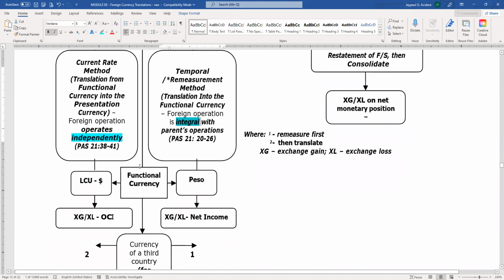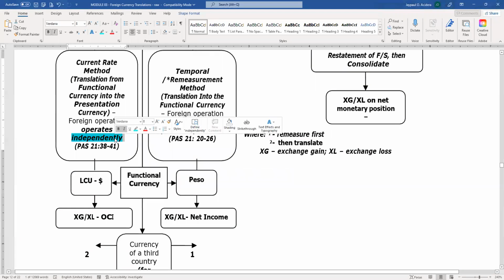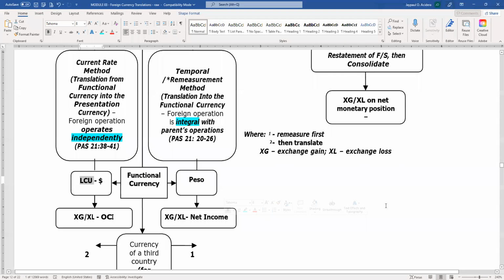Okay, in terms of functional currency, parang yung sample kanina, kapag independent yung operation, pwedeng gamitin or gagamitin natin yung local currency unit, which is in dollars. Okay? Kapag integral naman, o yung nakadepende siya sa operation ni parent, kailangan niyang sundan yung parent's currency, which in this case is Philippine peso. Because the parent here is a Philippine company.